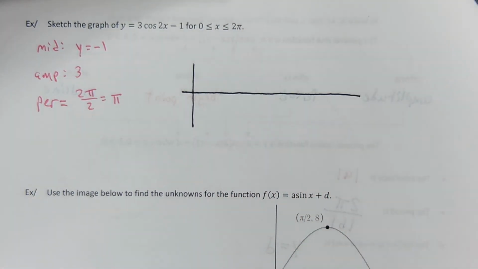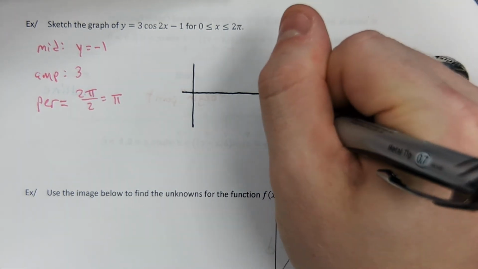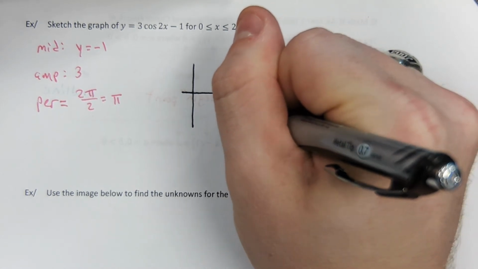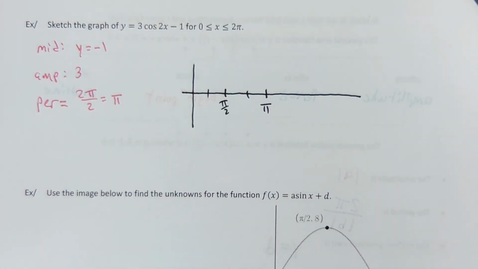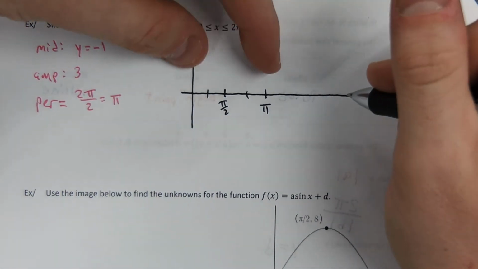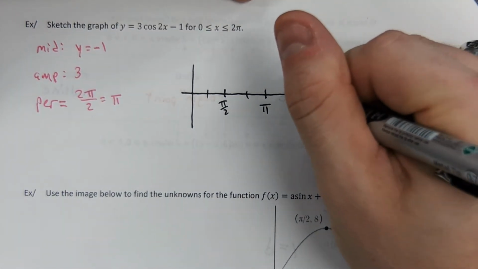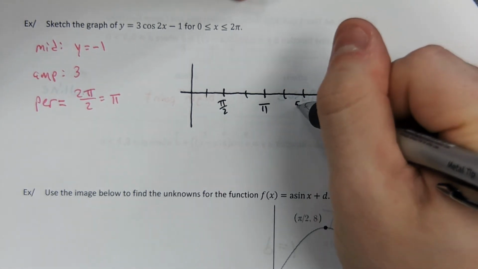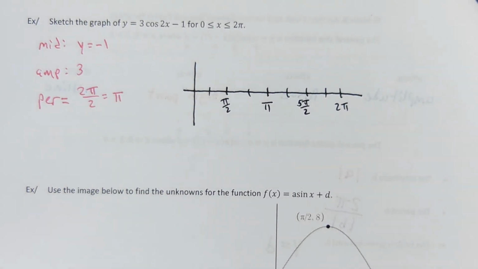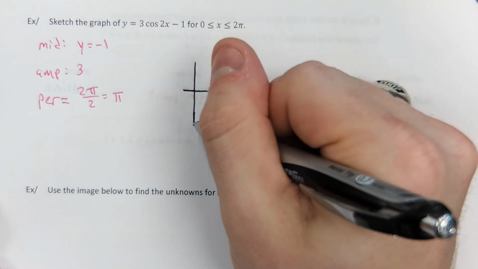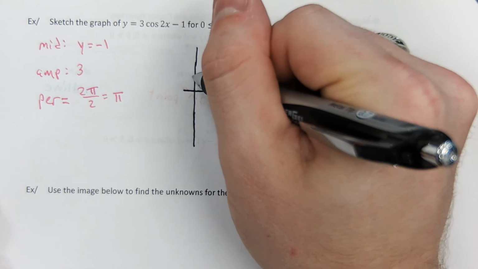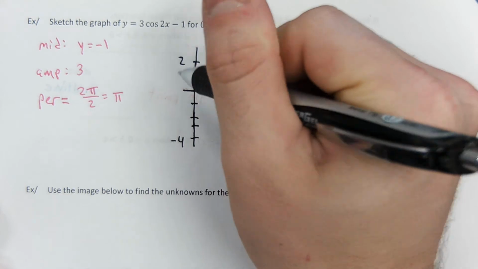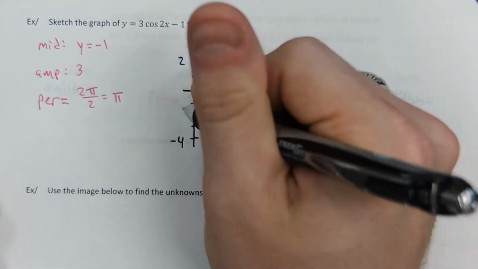My period length is pi, we said. So I'm going to put pi out there. Cut that in half. Pi over 2. Cut those in half to get your pi over 4s. My job was to go to 2 pi though. It's going to go up to +2, down to -4. Midline was at -1.